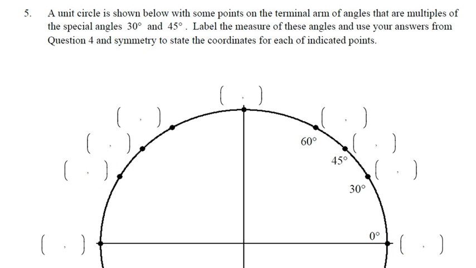So let's take that idea and put it into this. A unit circle is shown below with some points on the terminal arm of angles that are multiples of the special angles 30, 45. Because 60 really is a multiple of 30, so really it's 30 and 45. Label the measure of these angles and use your answers from question 4 and symmetry to state the coordinates for each of the indicated points.